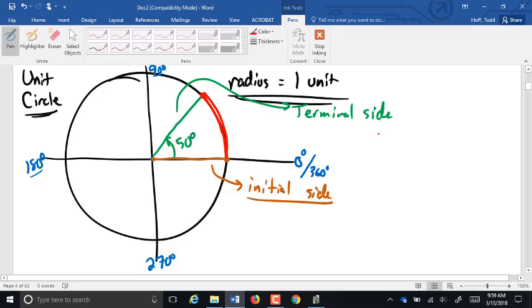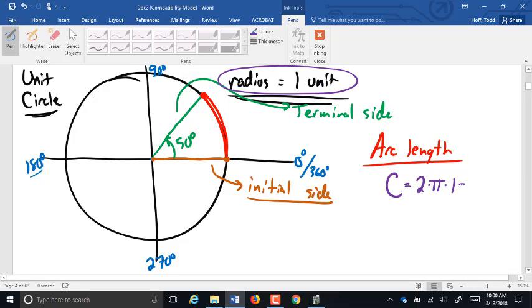What is the length of that arc? Well, what is the circumference of that circle? It's 2 times pi times, what's the radius? 1, right? So the circumference of that circle is just 2 pi. So that arc length is 2 pi times 50 over 360.